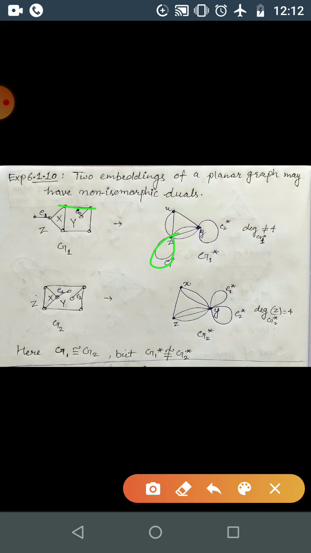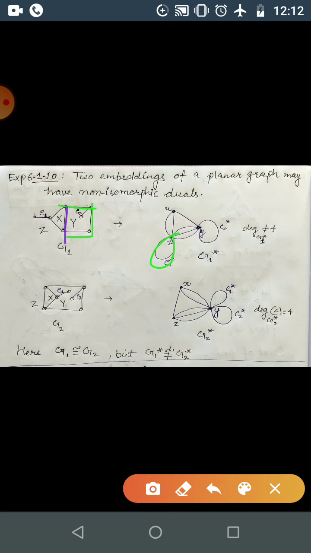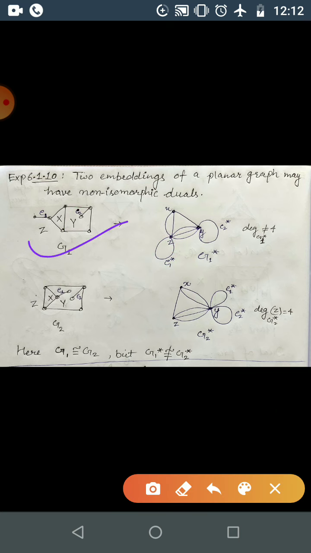And so Y and Z. These 3 edges are common between the Y and Z faces. So here it will be 3 multi edges, and there is only one edge between X and Y, so there will be only one edge, correct. So this was the first dual of this graph.